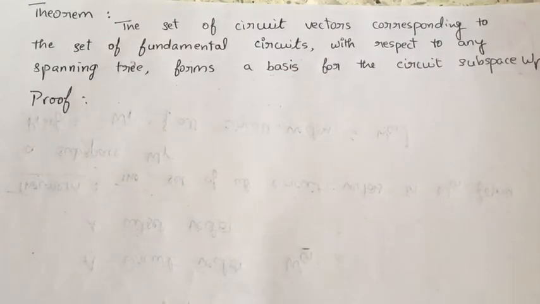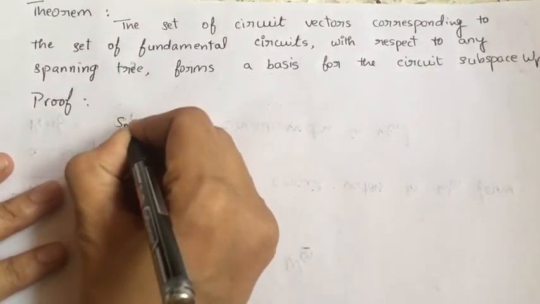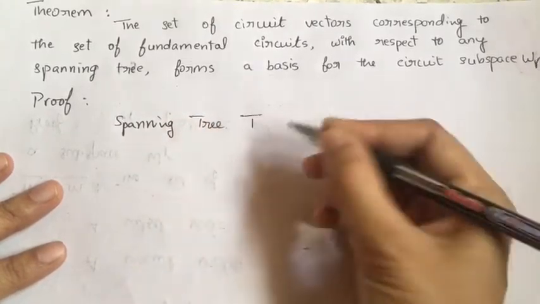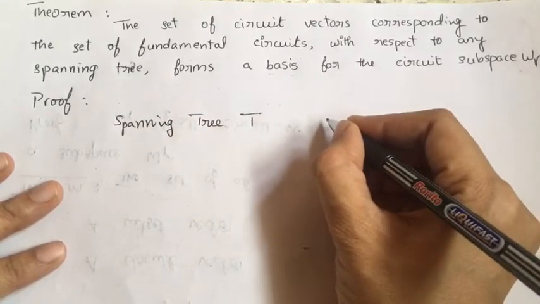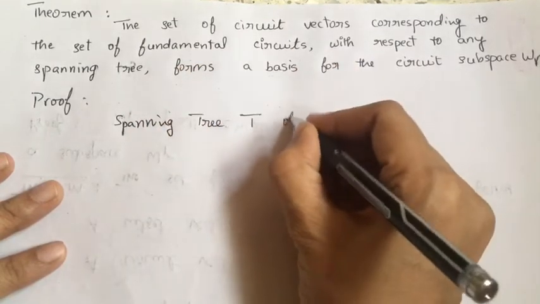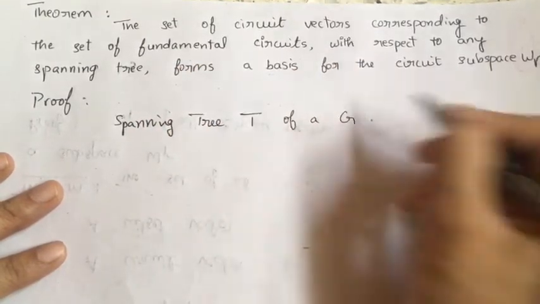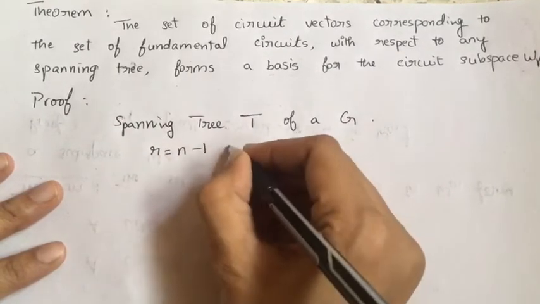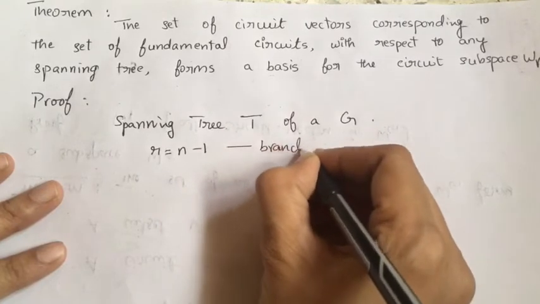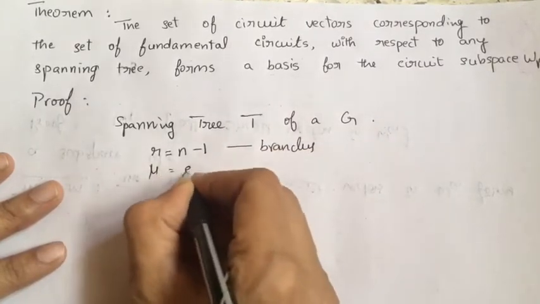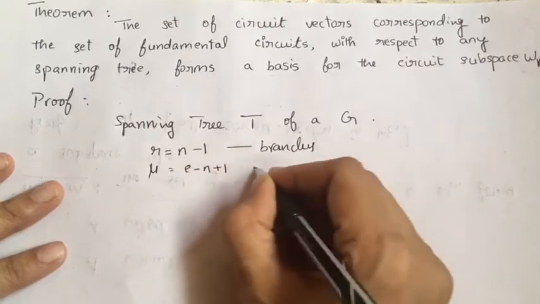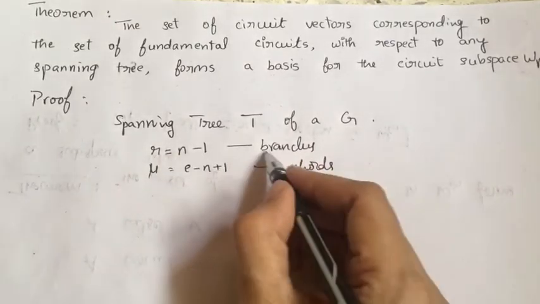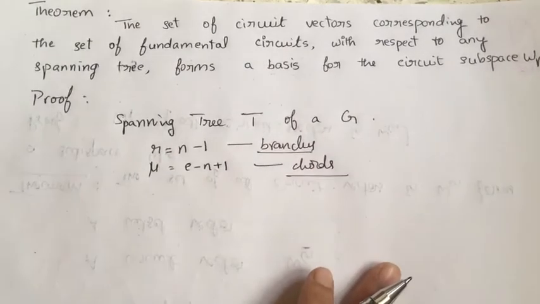For that, initially I'll consider a spanning tree T. Let T be a spanning tree of a connected graph G, with R equal to n minus 1 branches and E minus n plus 1 chords. They are nothing but the rank and nullity. That's okay, no problem. I'm considering R branches and mu chords.